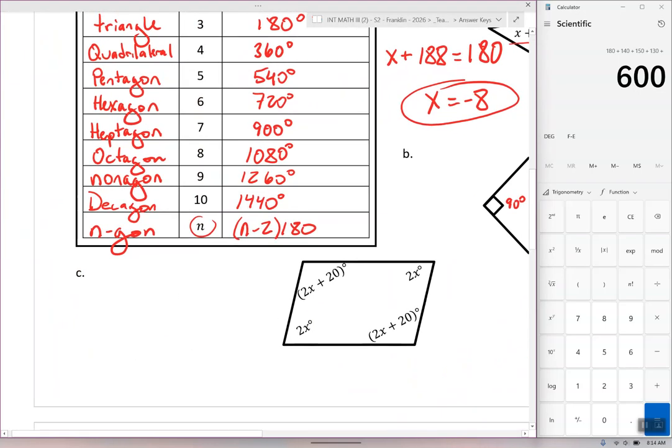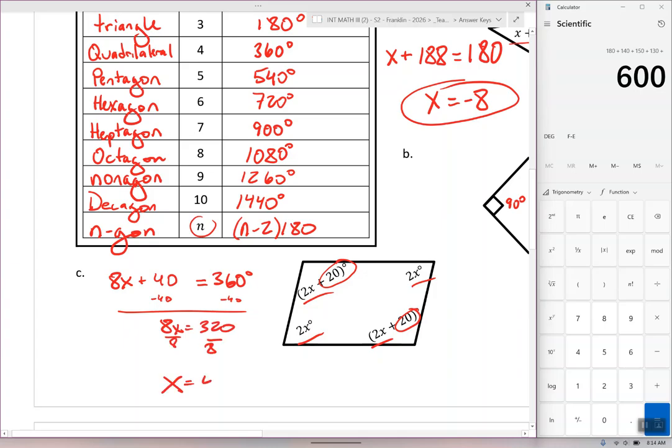And finally, we have a quadrilateral here for example C. A little bit more going on, but not too bad. Same idea. This is all going to equal 360 degrees. So I have to add these up. 2x plus 2x plus 2x plus 2x is 8x. 20 plus 20 is 40. And this equals 360. So subtract 40. So 8x equals 320. Divide by 8. And x equals 40.